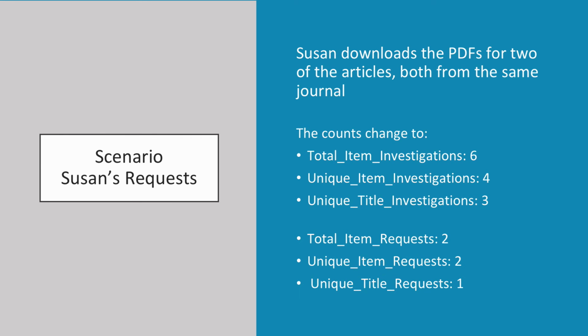After reading the abstracts, Susan downloads PDFs for 2 of the articles, both from the same journal. This increases the total item investigations to 6. The unique item investigations remain at 4, and the unique title investigations remain at 3. However, there are now 2 total item requests, 2 unique item requests, and 1 unique title request. Remember, both the PDFs were from the same journal.